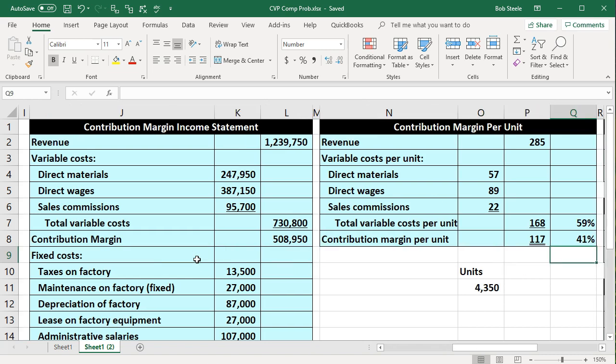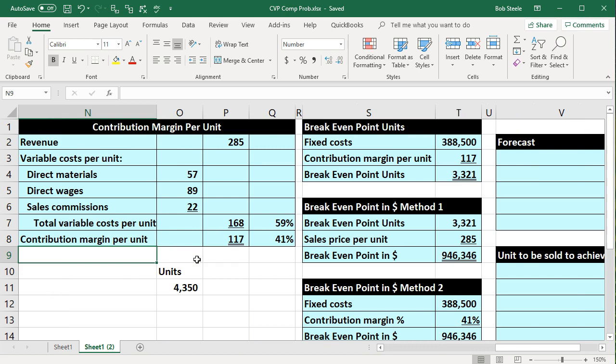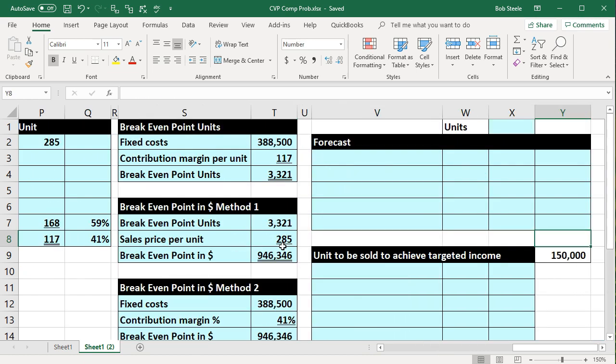And then we have the contribution margin per unit, showing this information on a per unit basis, which is doable given the fact that we have broken out the variable and fixed portions and therefore have that relationship for the revenue, the variable costs, and the contribution margin. We then looked at the break-even point, which is going to be our standard type of calculation: break-even in units, and two methods to calculate the break-even in dollars. Now we're going to look at forecasts into the future.